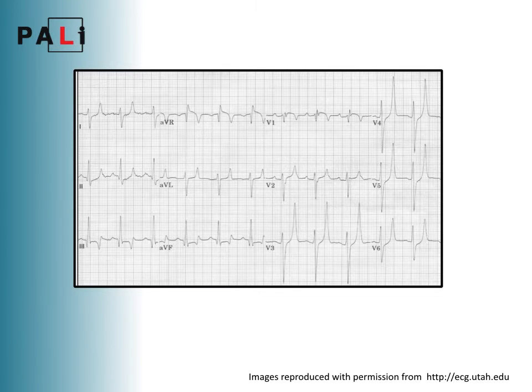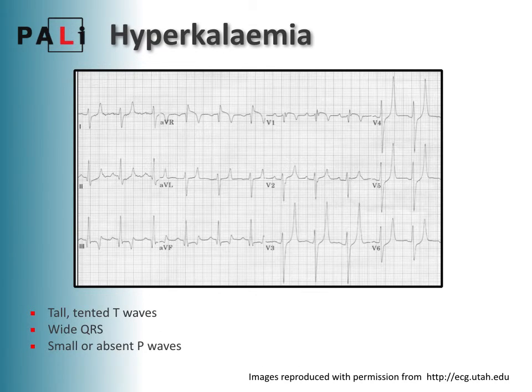In this example here, we can see that there are tall tented T waves, a wide QRS complex, and small or absent P waves. Therefore, this would tell us that this patient potentially has a hyperkalemia, and it's important to check their potassium, as they will need treatment.